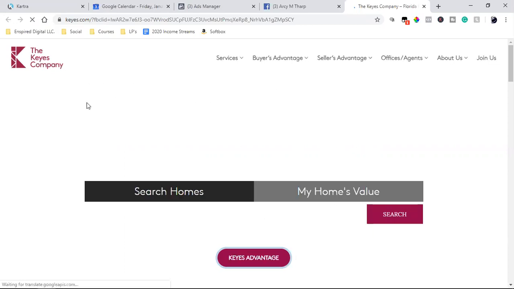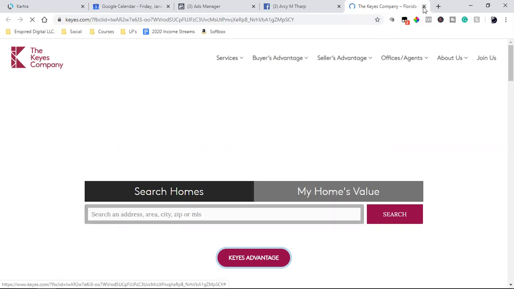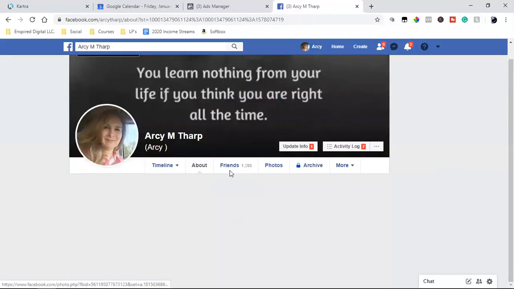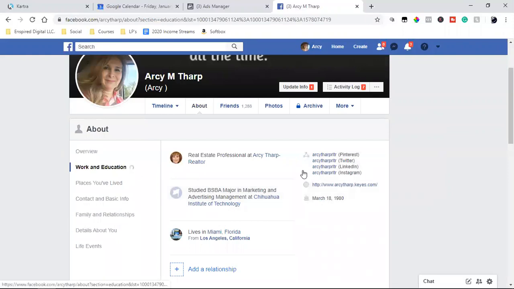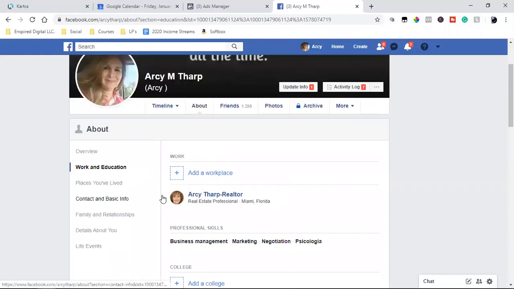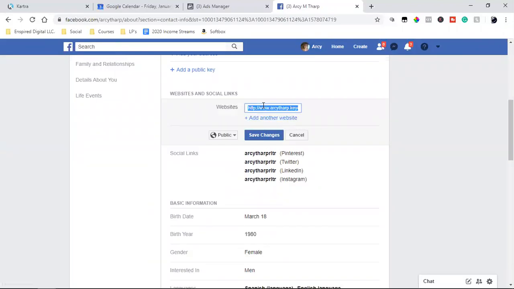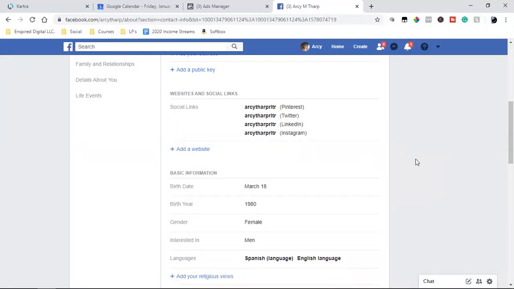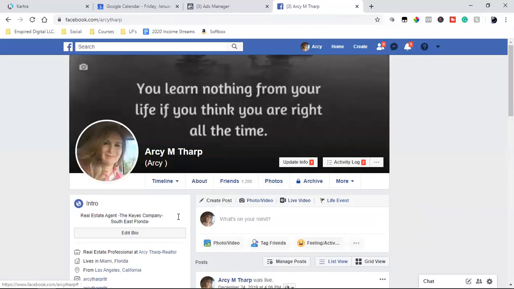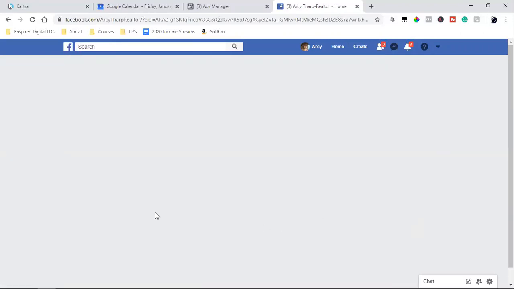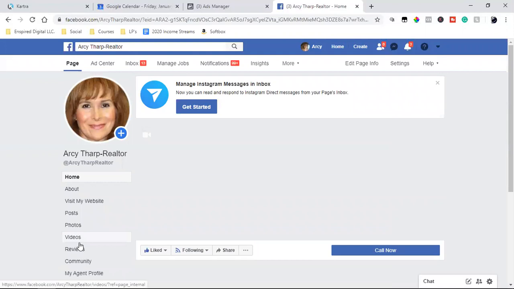So we need to get rid of this link right here. This is your old brokerage, right? Exactly. That's my old brokerage. Here's what I'm doing for you right now, really quick. Let me get rid of that website. Okay, all this can stay the same, but it's that website that is no longer the same. And I don't want that website listed anywhere.